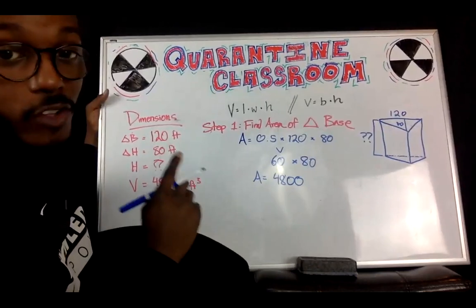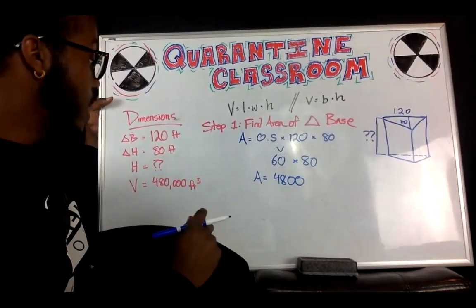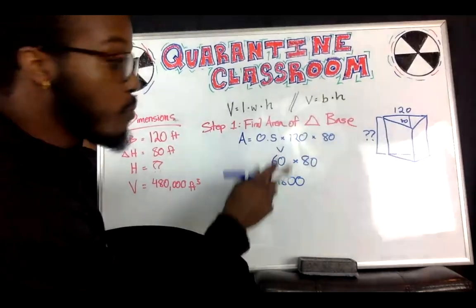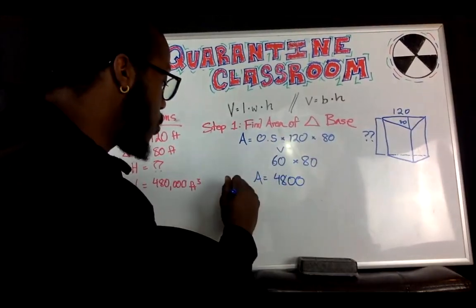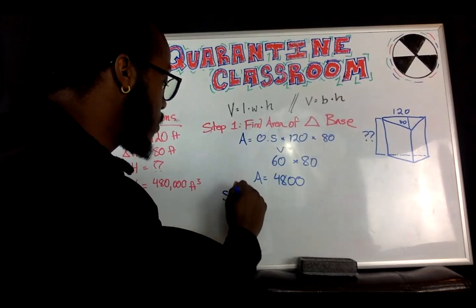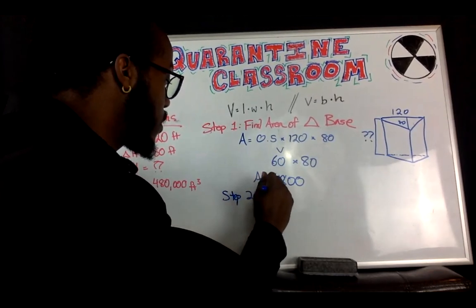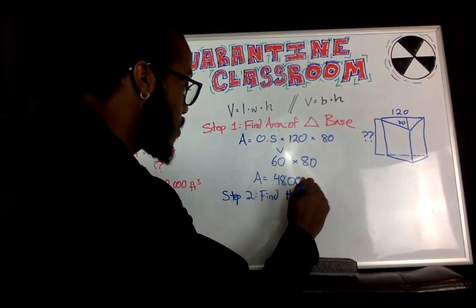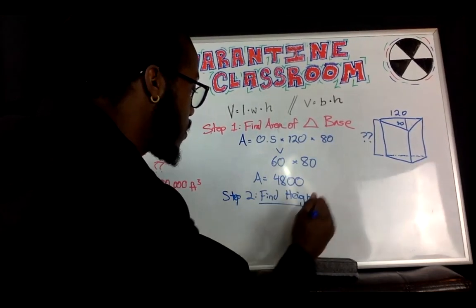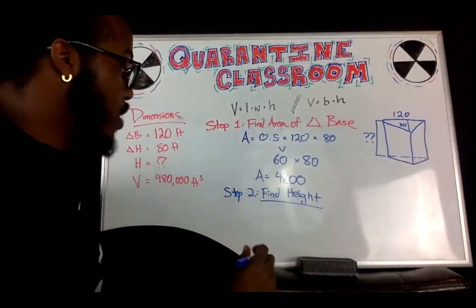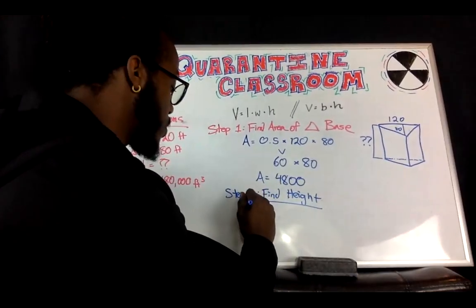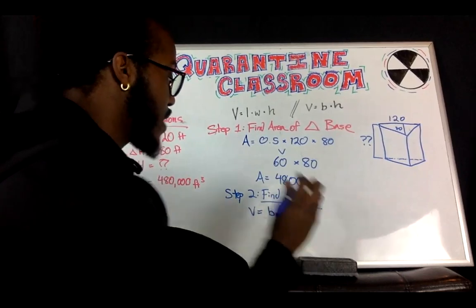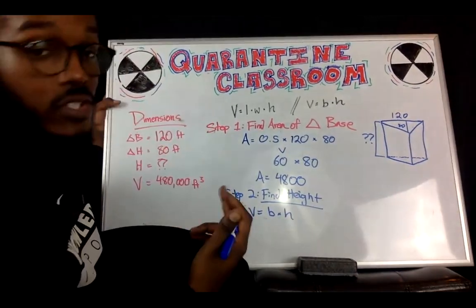Now here's where the algebra comes in handy. Normally we would now use this to find our volume, but we're given the volume. So step 2 is to find the height, which we can still use the volume equation to do. We're going to start out by just writing the equation. Volume equals base times height. And then we're going to start plugging stuff in.